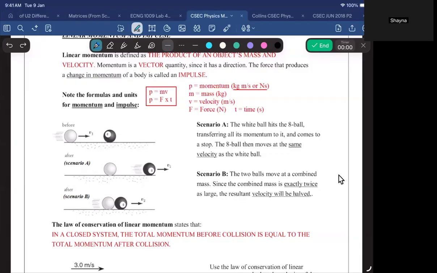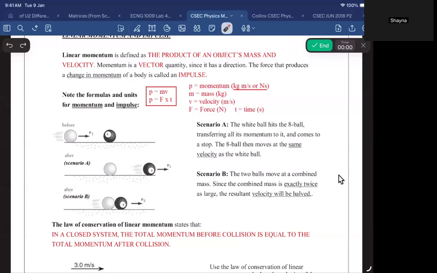So scenario A: the white ball hits the eight ball, transferring all of its momentum to it and comes to a stop. The eight ball then moves at the same velocity as the white ball. So let's try to understand scenario A. Shina, in scenario A, wouldn't this white ball have carried a momentum? Yes, it would have a momentum because it has a mass and it's moving at a velocity.